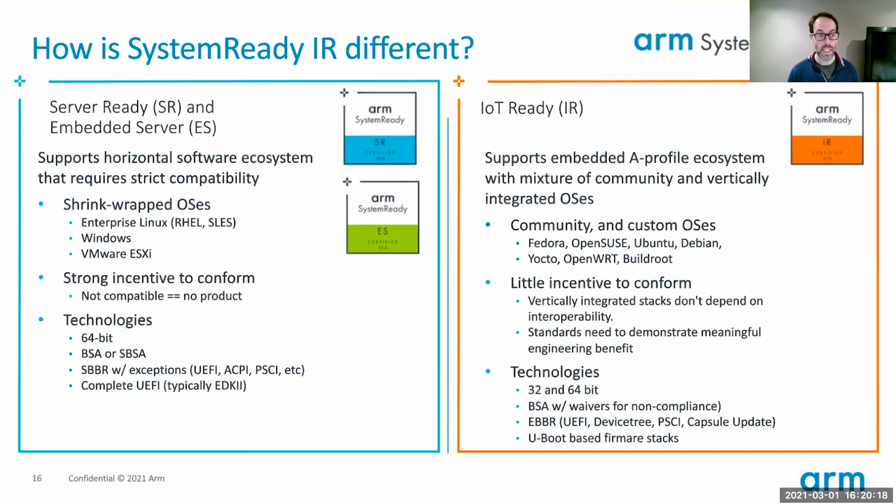Finally, the last thing is with IoT Ready, we still have a bunch of 32-bit parts, it's not all gone to 64-bit. So with the IoT Ready band, we can do 32-bit ARM platforms. And we've got a lot more openness to doing waivers for non-compliance on those platforms.